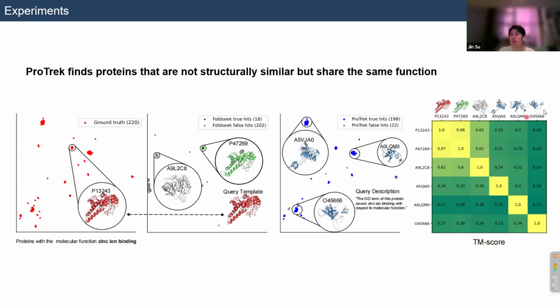However, for ProTrek, you can see the TM scores between ProTrek's proteins and the query template are low, but they share the same function, zinc ion binding. So that is why we incorporate protein function during our pre-training. By directly modeling protein function, ProTrek searches proteins not only based on sequence or structural similarity, but also based on function similarity.